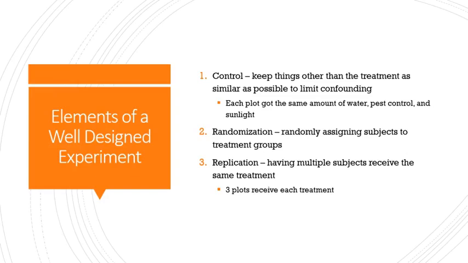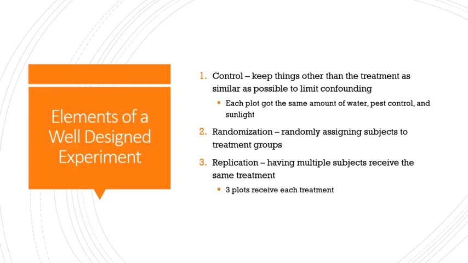So when we design experiments, we want three things. We want control, randomization, and replication. Okay, control is keeping things other than the treatment as similar as possible to limit confounding. Don't confuse control here with control group. Okay, control group is to give us a baseline with no treatment to compare to. Control in an experiment means trying to keep as many things the same so that the difference can be totally attributed to our treatment.